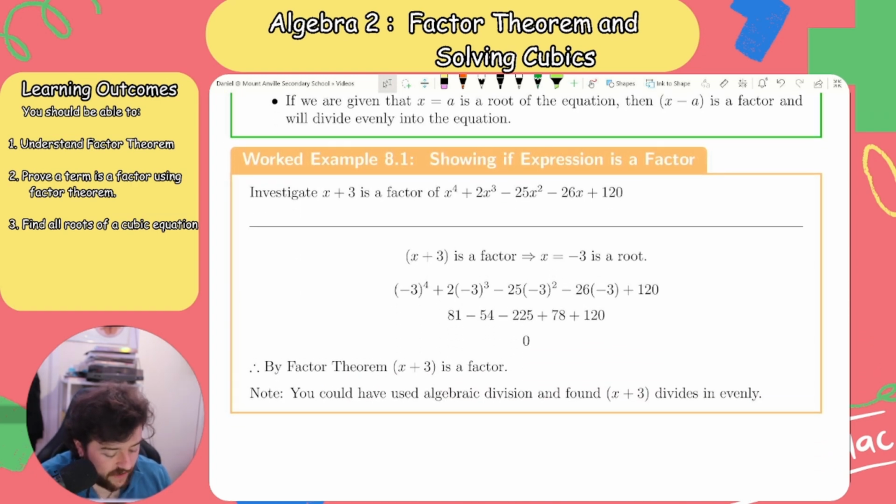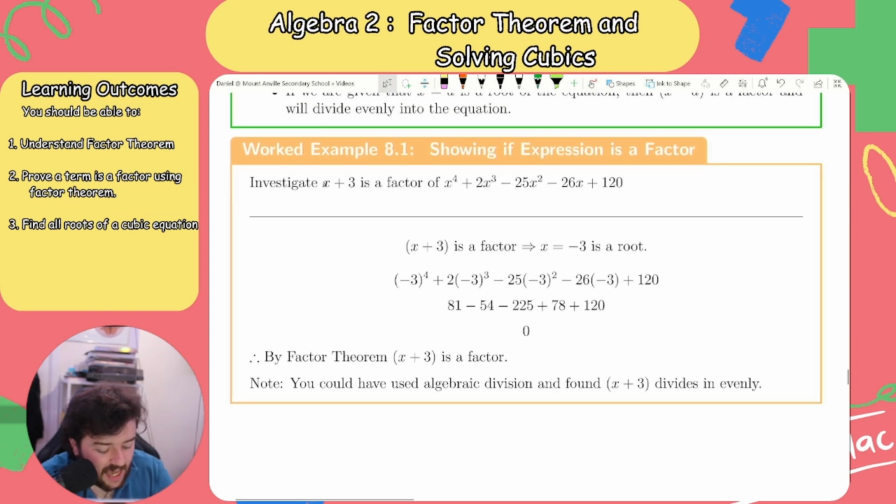So we're going to use the factor theorem. Investigate if x plus 3 is a factor of x to the power 4 plus 2x cubed minus 25x squared minus 26x plus 120. So, if x plus 3 is a factor, then x equals minus 3 is a root. That is via the factor theorem.